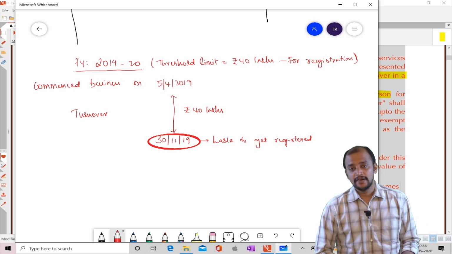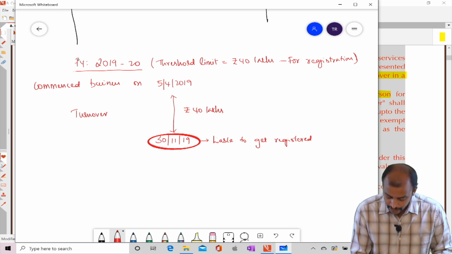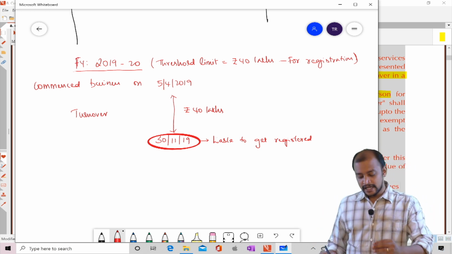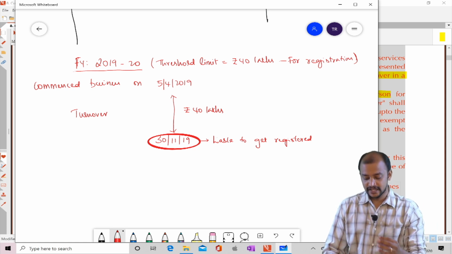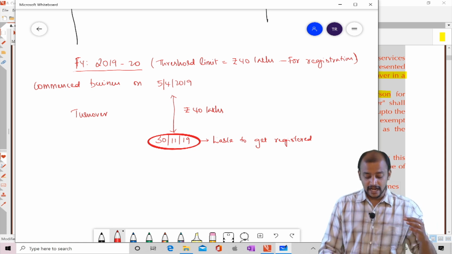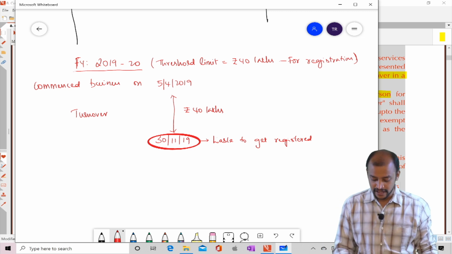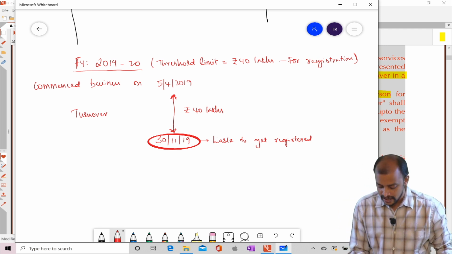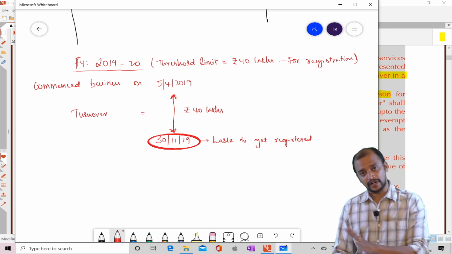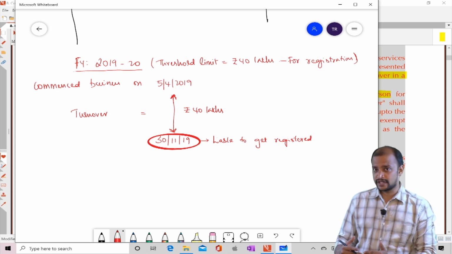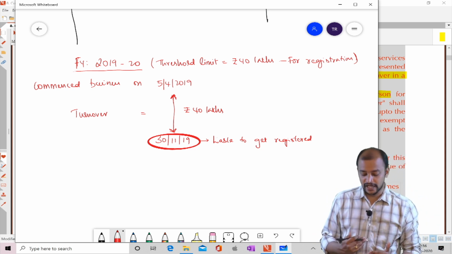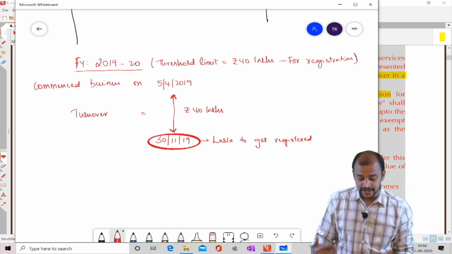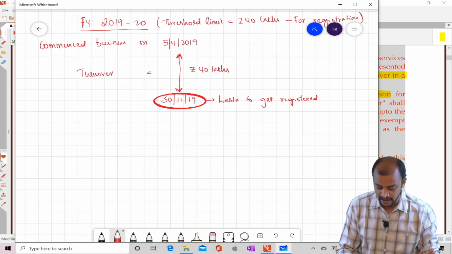That is, for financial year 2019-20, the threshold limit is 40 lakhs. This is for registration. He commenced business on 5/4/2019. From 5/4/2019 till 30/11/2019, the turnover is 40 lakhs. So on 30/11/2019, the turnover crosses 40 lakhs, means he is liable to get registered on 30/11/2019.